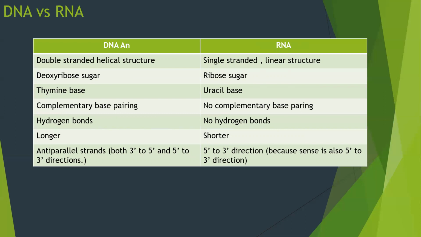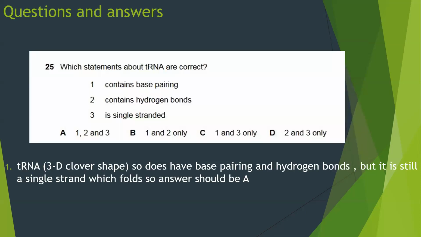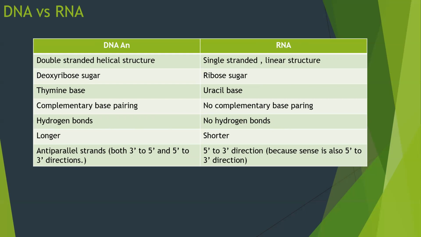And DNA, the polynucleotide strands run in both directions, 3 to 5 and 5 to 3, but RNA is only 5 to 3 direction. Because we also need to know that sense strand is also 5 to 3 direction, correct? Because sense strand and mRNA must be of the same form, because sense strand contains the genetic code as I've been repeating. So that'll be everything for this chapter.